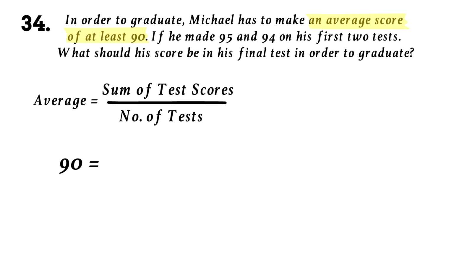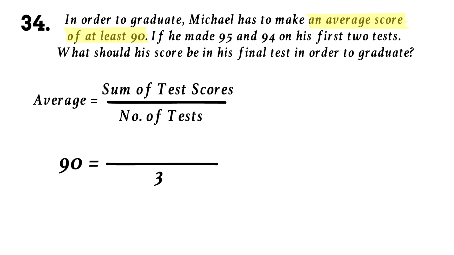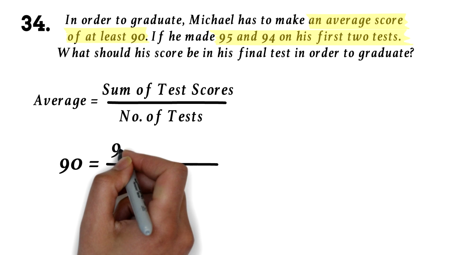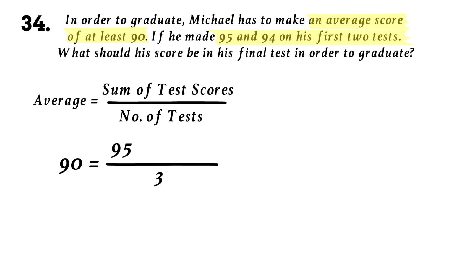Now, we also know the number of tests he is taking. He's taken 2, and there's 1 more left. So he's taken a total of 3 tests. So we can put it here. We know that what goes at the top is the sum of the tests. 2 of them have been given. We have 95 as the first score, plus 94 as the second score. We don't know the third score, so we will represent it by x and solve for x. Please learn this setup. It's quite common on the GED.